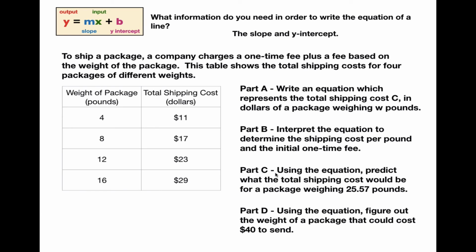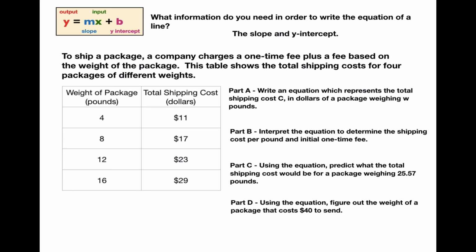In part C, I want you to use the equation to predict what the total shipping cost would be for a package weighing 25.57 pounds. And finally, in part D, I want you to use the equation to figure out the weight of a package that could cost $40 to send. Pause the video and try this now. All right, let's see how you did.